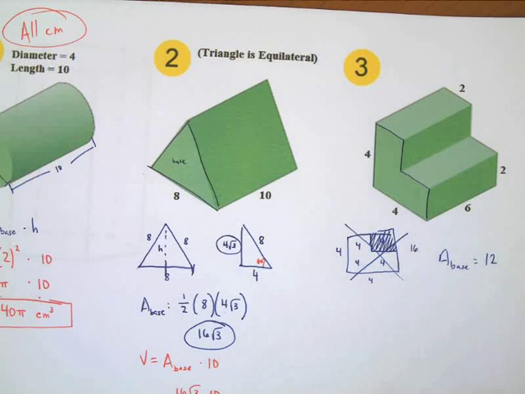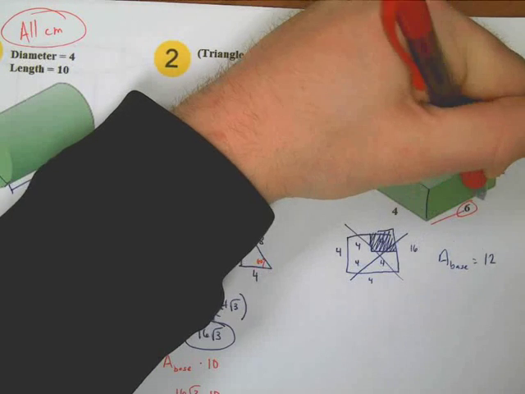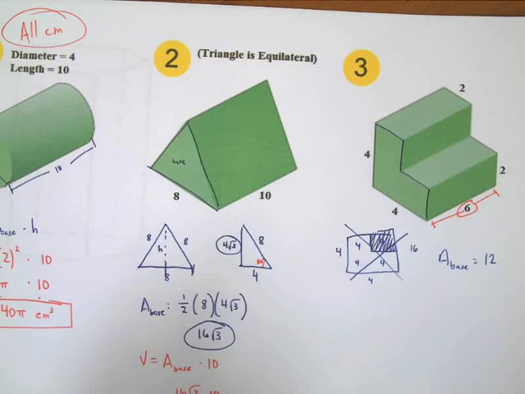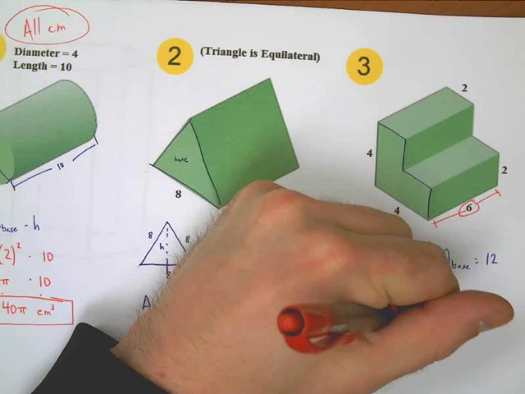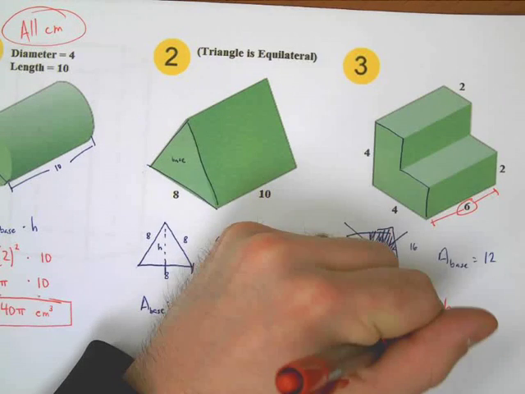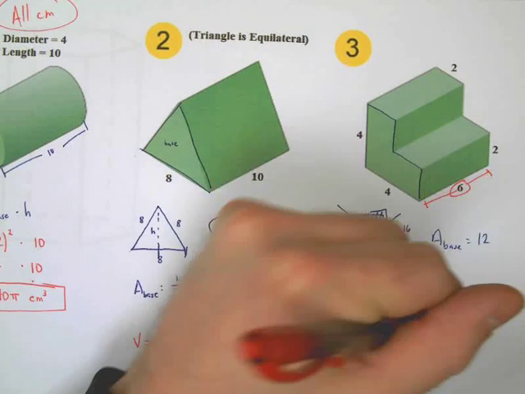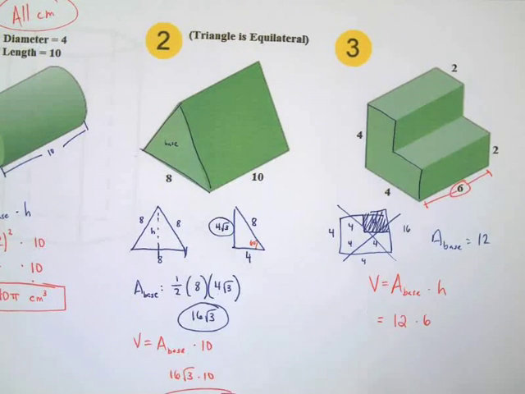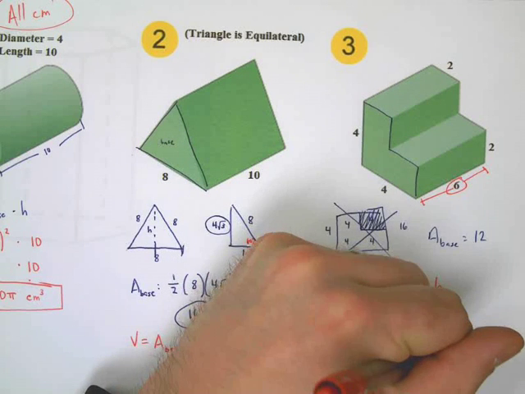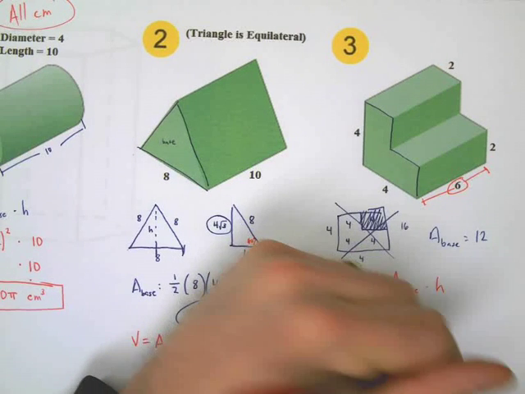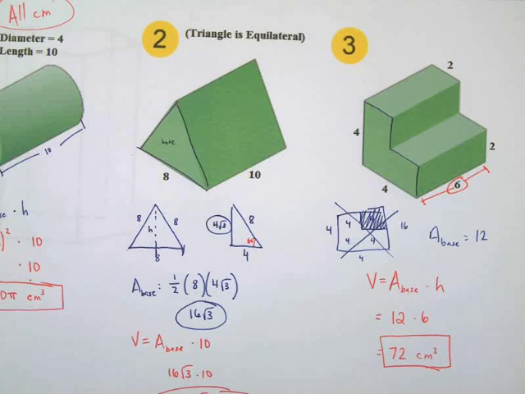The area of the base is going to be 12 square units. Okay? What's the depth? Well, I look at this, and I see that it's going back 6 units. So my volume, which is the area of the base times the height, is going to be now 12 for the base, and 6 for the height, and 12 times 6 is 72, and that's going to be, once again, centimeters for all of our units, so cubic centimeters.